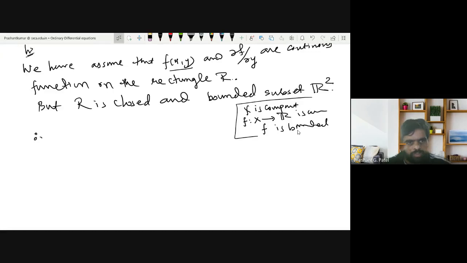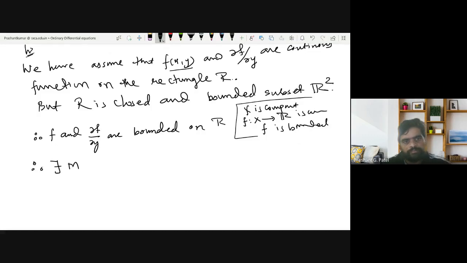So therefore f and del f upon del y are bounded on R. This is rectangle R, not that R, real line R. So therefore there exists m and k greater than 0 such that |f(x,y)| is less than or equal to m.